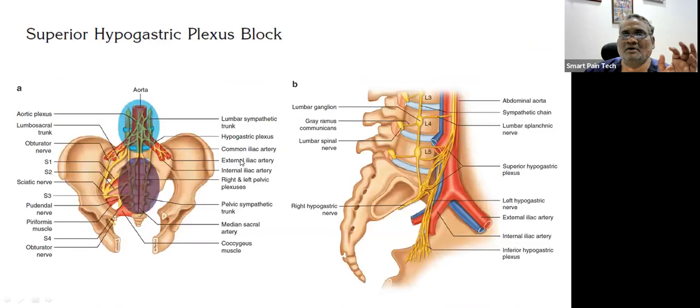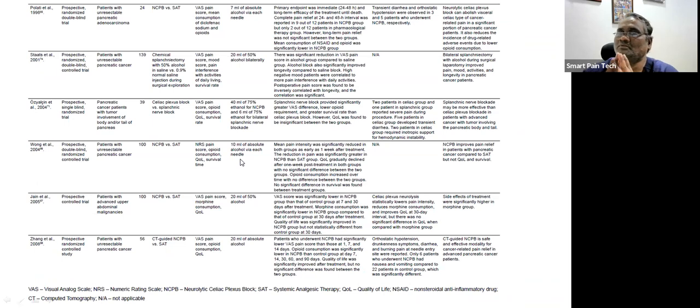All right, so any questions till now for celiac plexus block? Then I will move on to the superior hypogastric plexus. I'm open to questions, or we can discuss it when we meet in Bangalore.